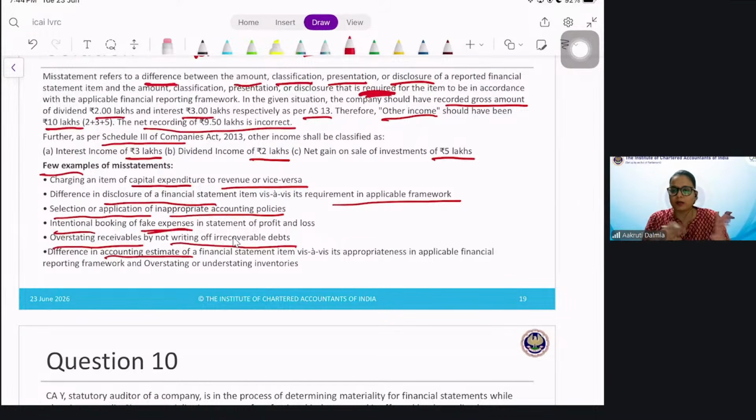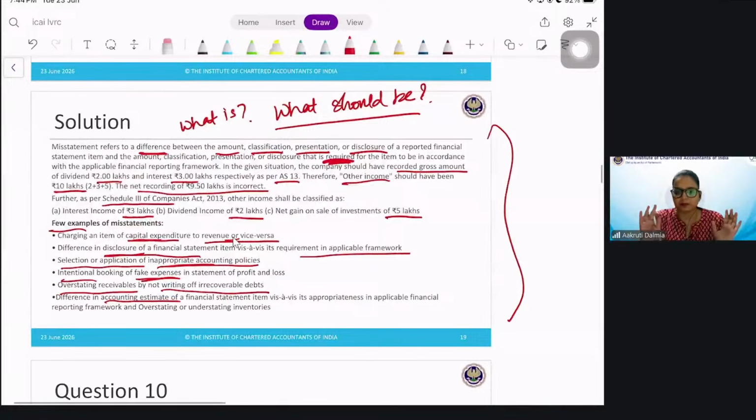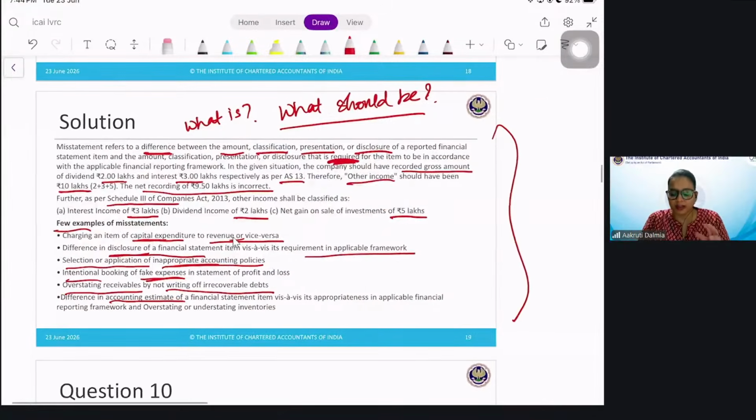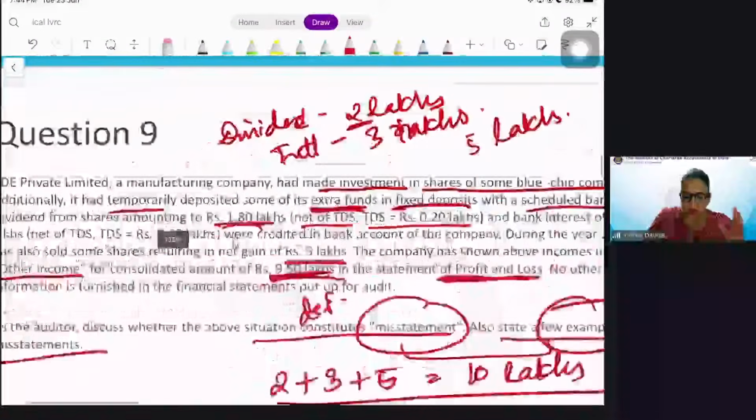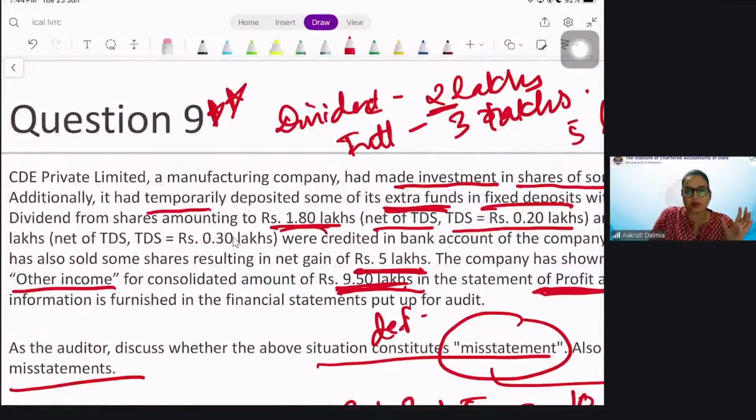So when you give wrong disclosure or wrong presentation and classification of capital and revenue, wrong disclosure, inappropriate accounting policies, all this is the answer here. So this is a very, very good example, okay?